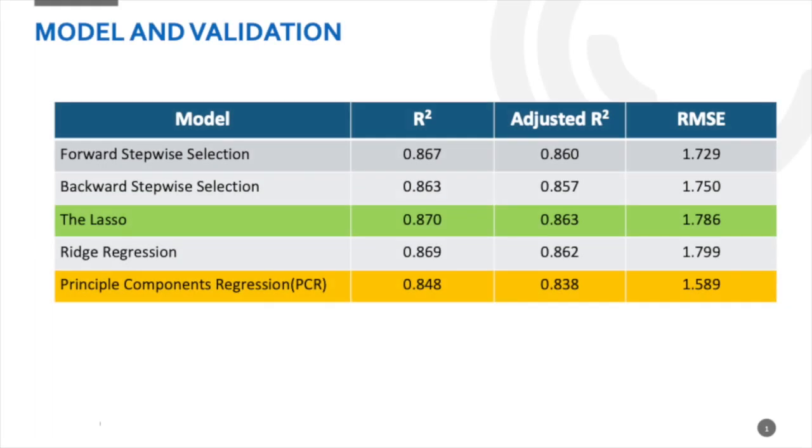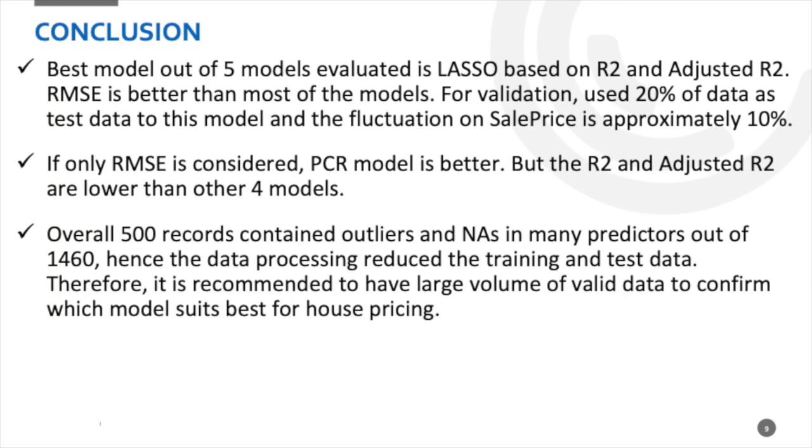This slide represents the results from all the models, which all of them use the tenfold cross-validation. Please take a moment to recognize lasso highlighted in green and PCR highlighted in orange. Based on the comparison, the lasso is the best model for the house pricing dataset used in this project. Moreover, we concluded lasso is the best model because R-squared and adjusted R-squared are higher than the other models. Although PCR has the lowest RMSE, it also has the lowest R-squared and adjusted R-squared, which is why it was not the preferred model.